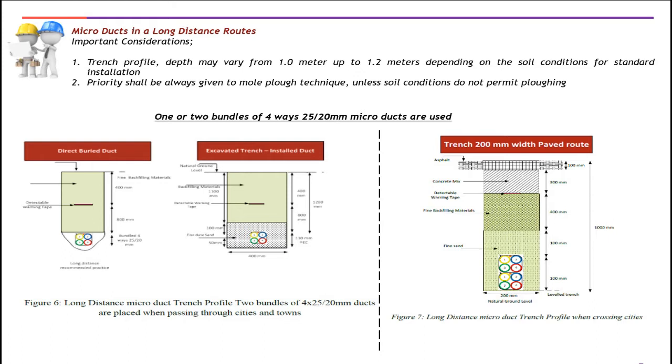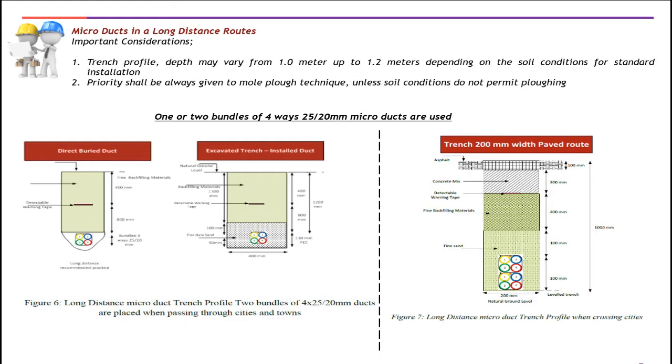Okay, so when passing outside cities and when crossing towns, one or two bundles of four-way 25/20 mm microducts have to be used. For backfilling materials and layers, microducts installed in long-distance network compared to standard ducts are just the same. For direct buried microduct, a detectable warning tape must be installed 800 mm from top of the duct. Then another 400 mm of backfilling material up to the ground level.